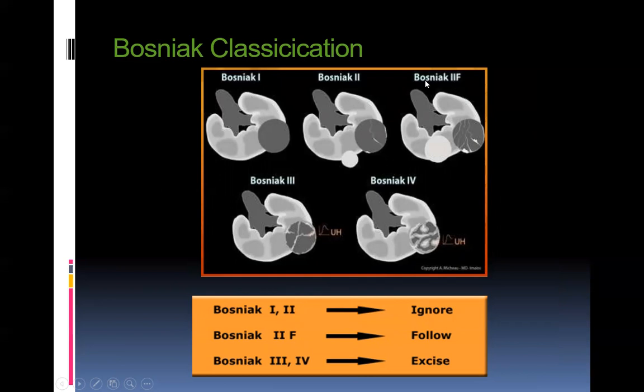Now, 2F is a sort of subcategory of 2 where you do see septas, but these septas are not simple septas. That means the thickness has to be considered. If they are thick septas or there are more than 3 or 4 septas inside the cyst, then these are not simple cysts. Then we consider them as cysts which have potential for malignancy. So in the literature, it has been reported that 5 to 10% of cysts in this category, that is 2F, that means the ones having 3 or more septa inside, and these septas show enhancement.